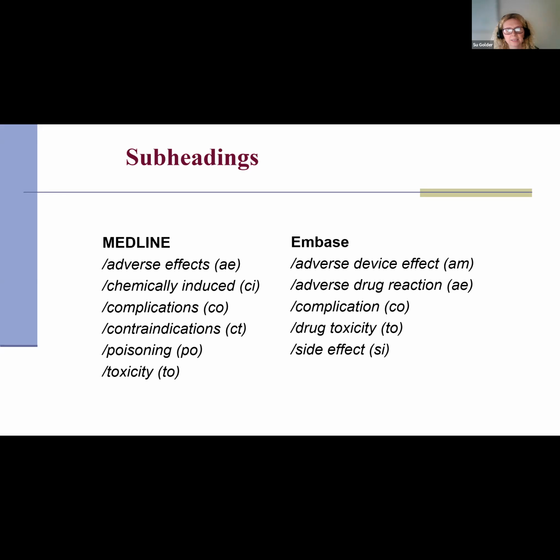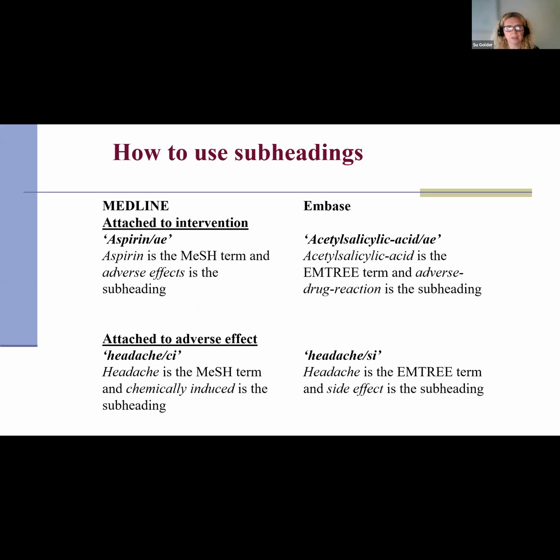And there are particular ways that you can search with subheadings. One way is to attach it to an indexing term, and this can be either the intervention itself. So I've got aspirin AE in MEDLINE, and that is finding aspirin when it is attached to adverse effects as the subheading. So they've both got to be together, so they come as a package.